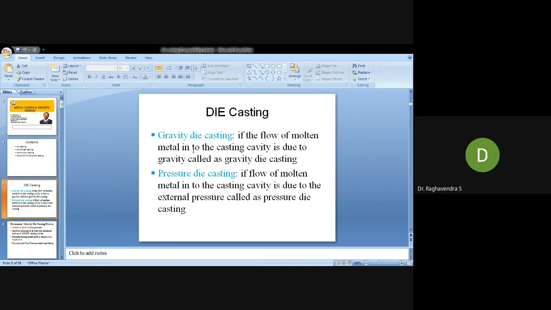Well, we'll understand this die casting one by one. Gravity die casting, pressure die casting. If the flow of the molten metal into the casting cavity is due to the gravity effect, it is called gravity die casting. Something like a long chamber where molten metal will automatically flow and settle down in the dies because of the gravitational force. Then it is called gravity die casting.